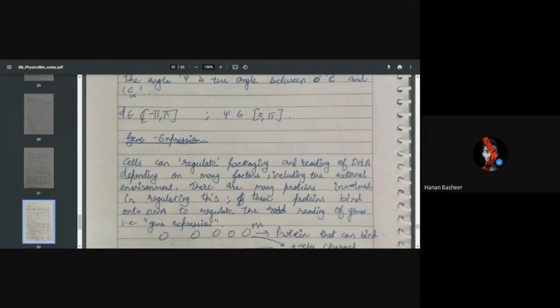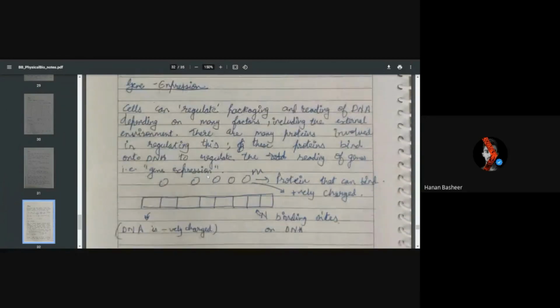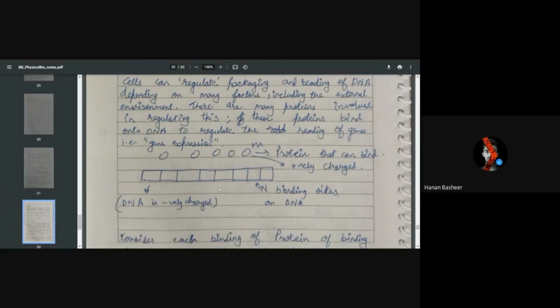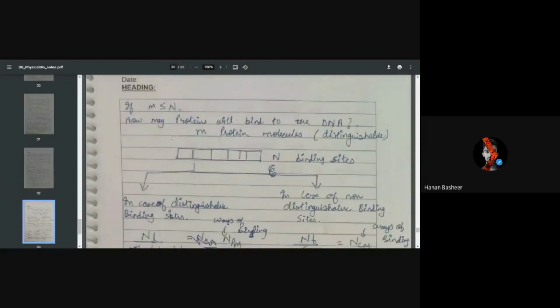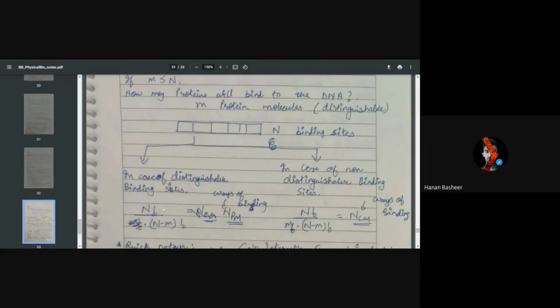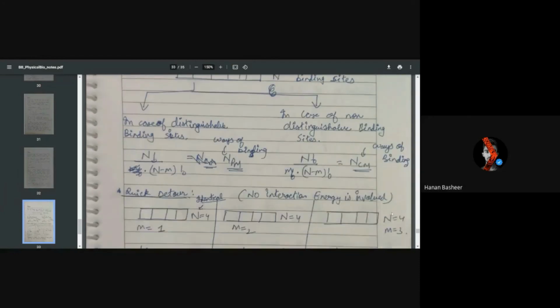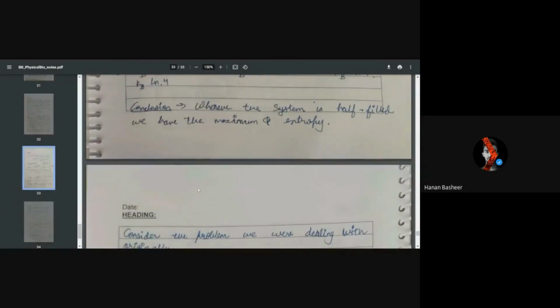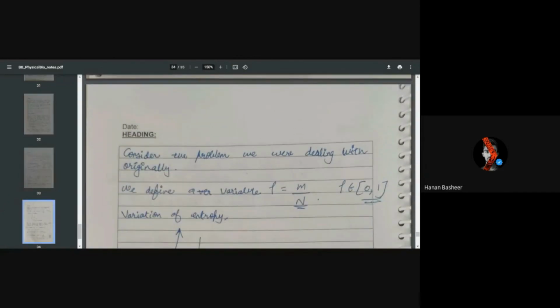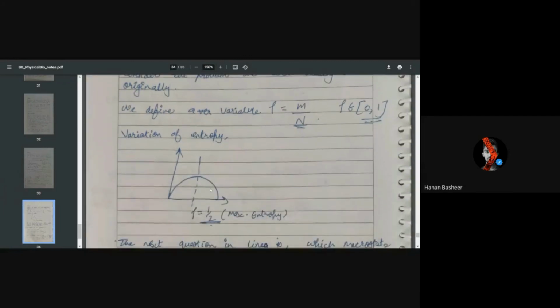Then gene expression. Cells can be regulated by packaging and reading of DNA. If this is a long DNA chain which has n binding sites, n places where the protein can bind, and we have m protein molecules, then by using our basic maths knowledge, if the sites are distinguishable, there will be nPm combinations. Otherwise, if they are non-distinguishable, there will be nCm combinations. If we plug this value into our entropy equation, then W will be nPm in the distinguishable case, and W will be nCm in the non-distinguishable case.